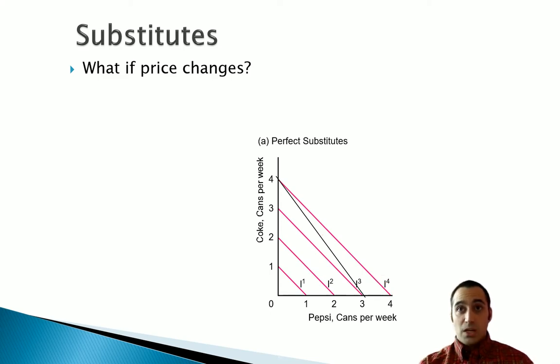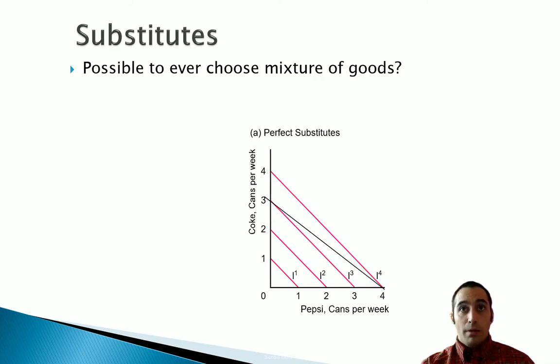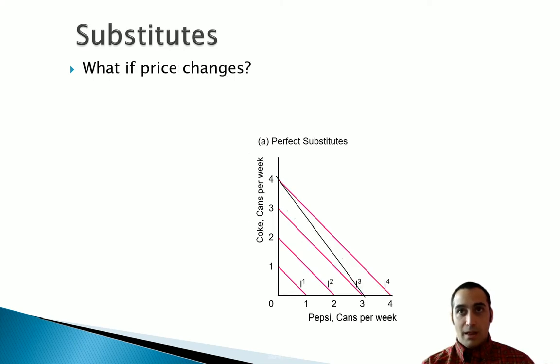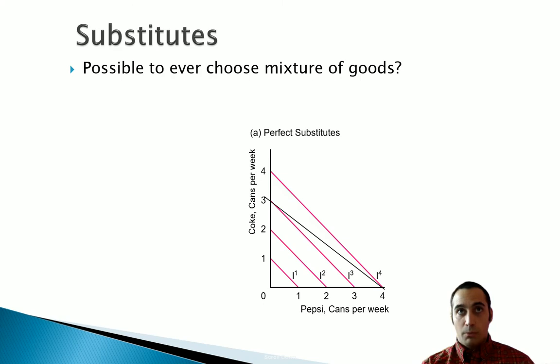What if the price changes? How will I change my graph? Give that one a think. Give that one a draw. Well, if the price changes, I would just change the slope of the black line. Here I've done the obvious thing, and all I've done is changed it such that Pepsi is more expensive to now Coke is more expensive.